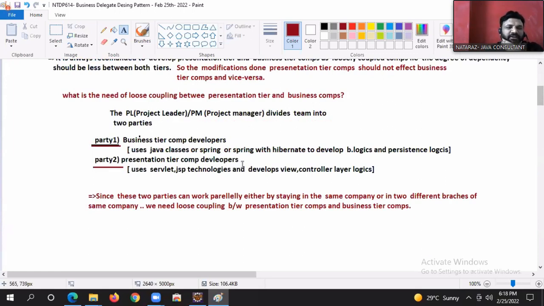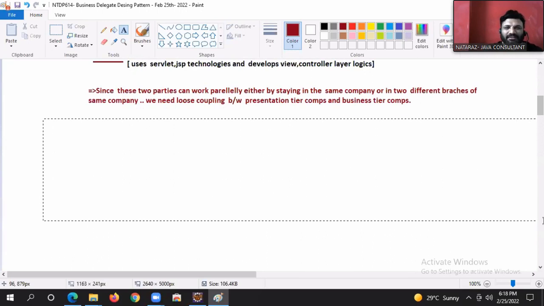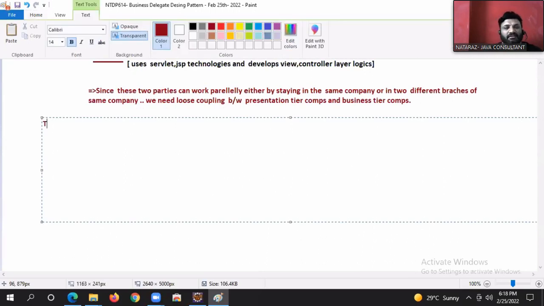We need loose coupling between presentation tier components and business tier components. Right, guys, I think you understood the importance of the loose coupling.